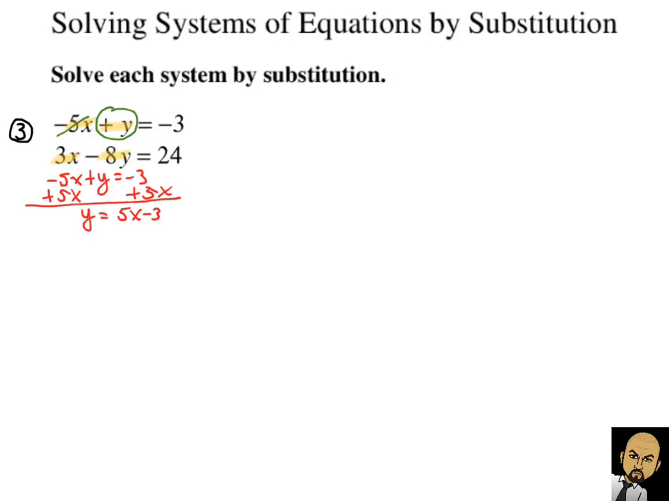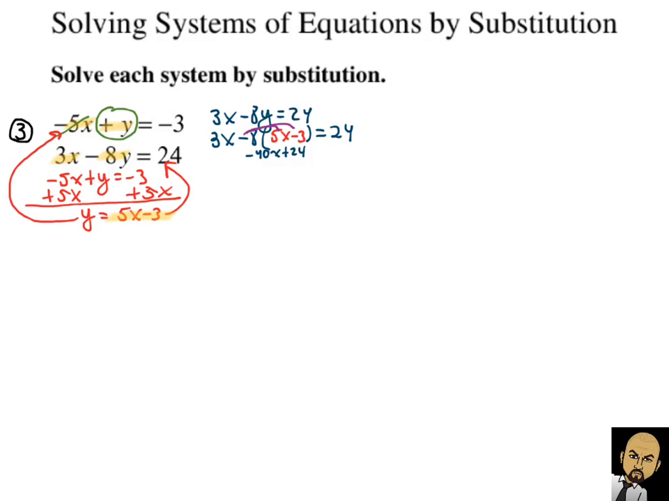Now we're going to take that original value of y, just like we did on the last problem, and we're going to substitute into the other equation. So we're going to use the equation 3x minus 8y, and we're going to substitute the expression 5x minus 3 for y. So instead of 3x minus 8 times y, it's going to be 3x minus 8 times the quantity of 5x minus 3, and that's going to equal 24.